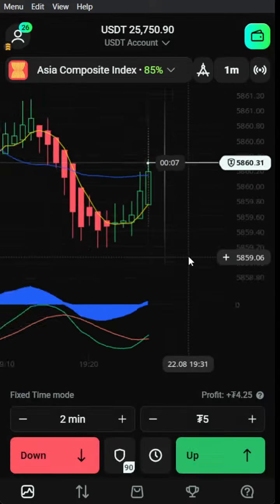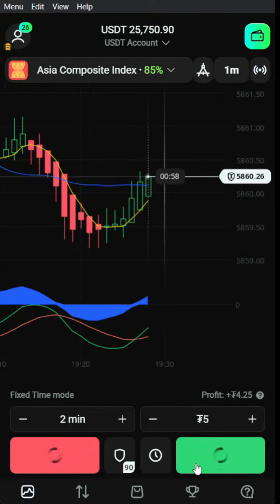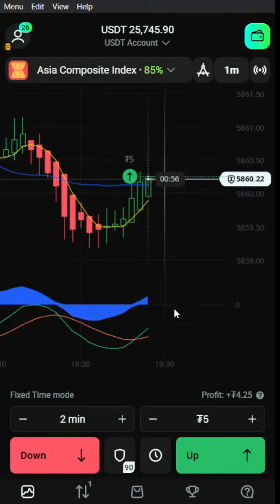Okay, Paul, here is a signal coming up, Asia Composite. If the next candle also comes up, I will make this trade. Let's see. Okay. All right. So Paul, this one was for you. Just the last trade for 2 minutes. All right. I don't know how it goes. No, you keep on guessing.